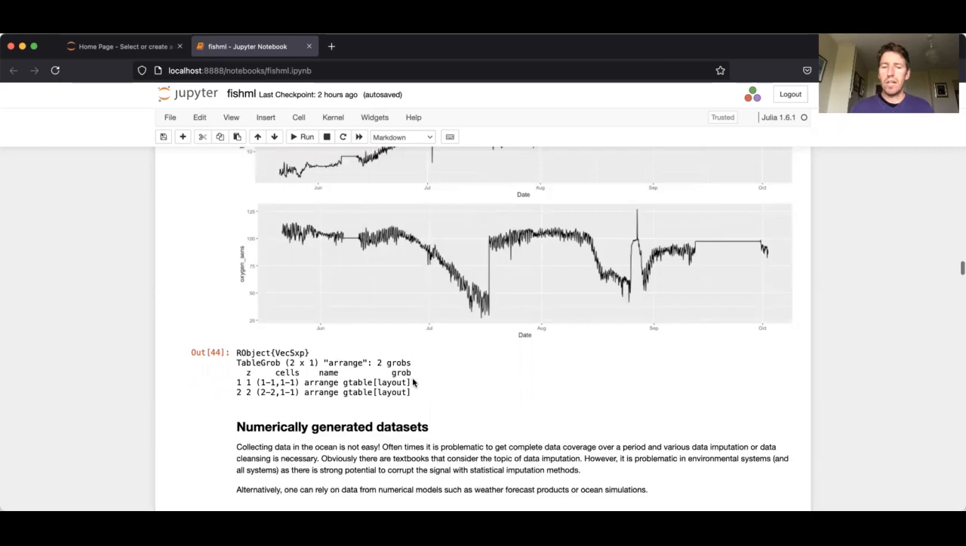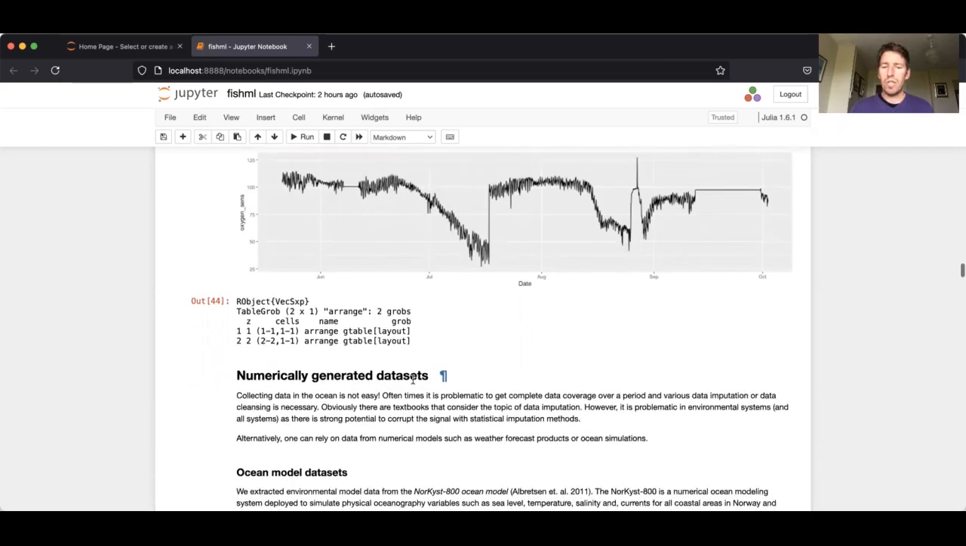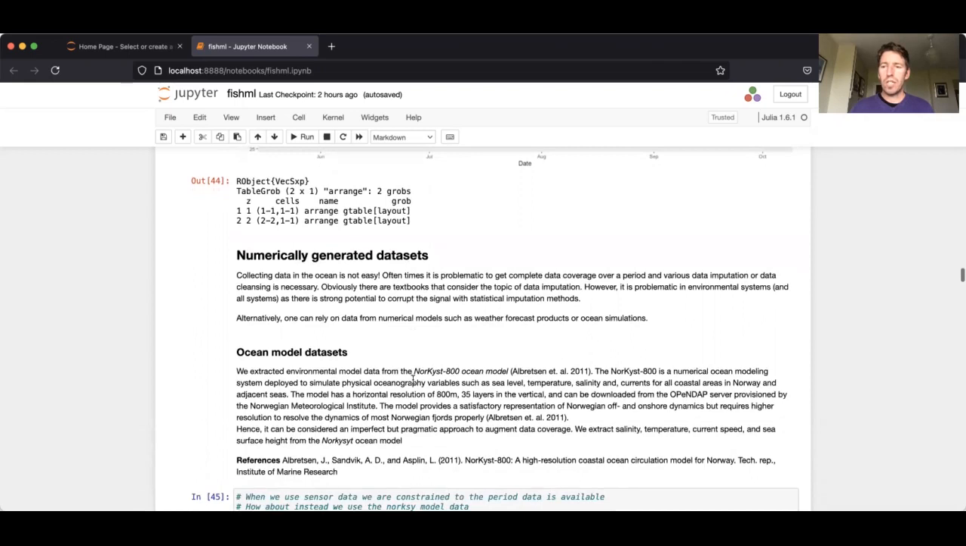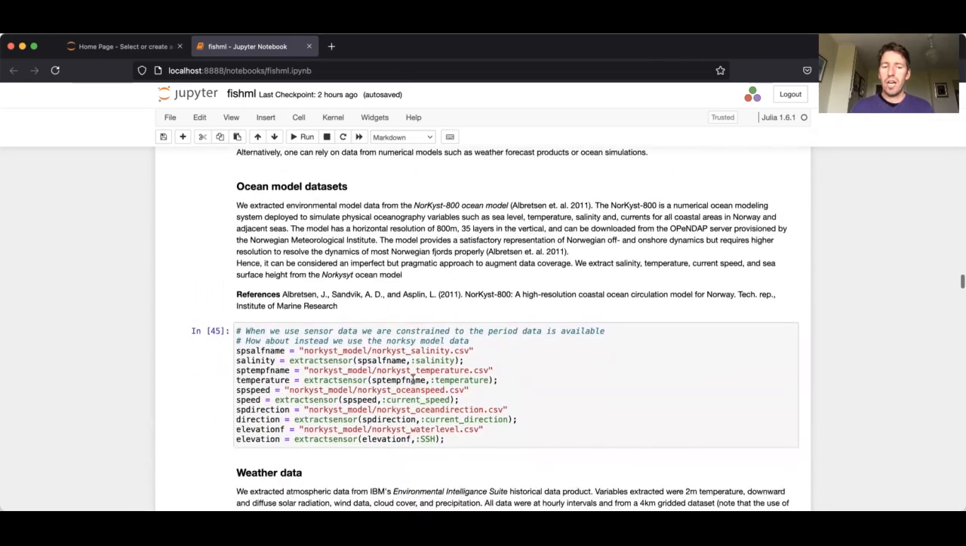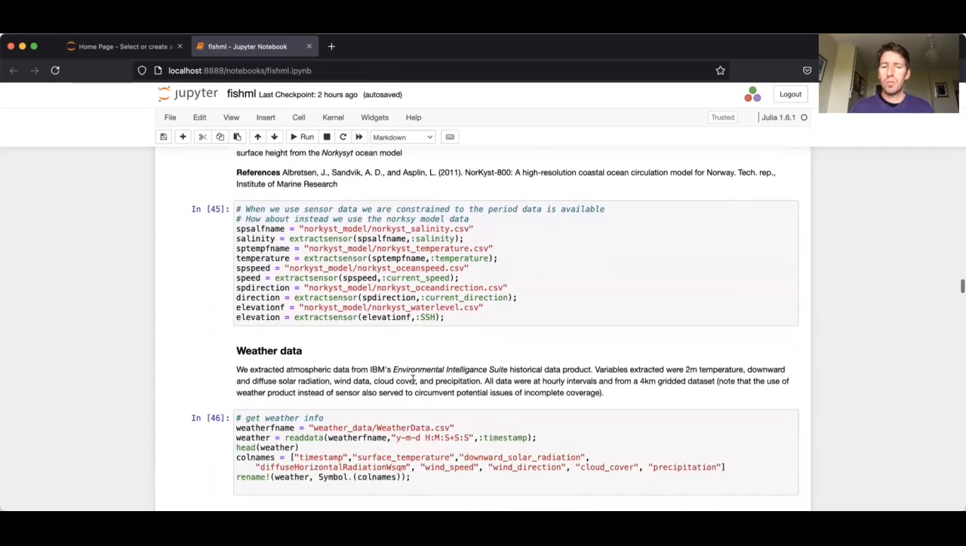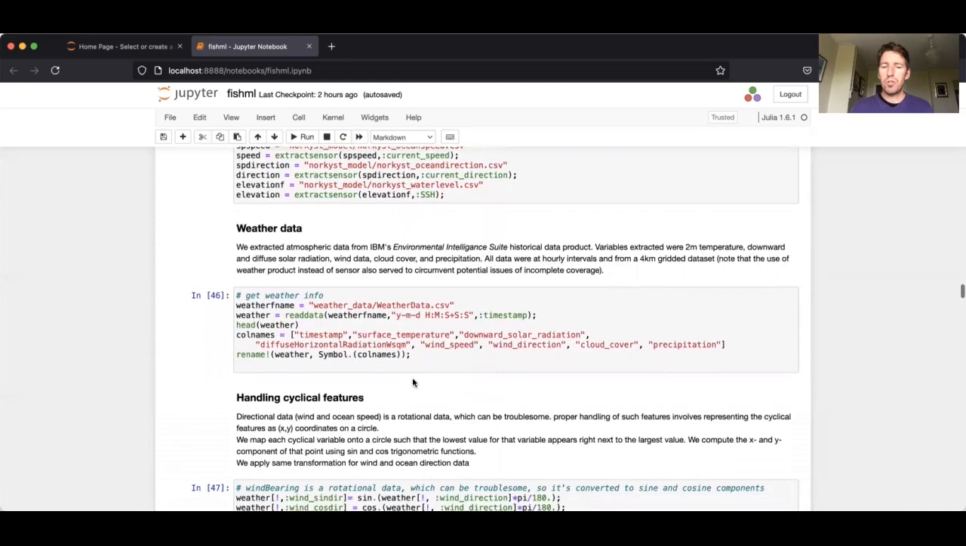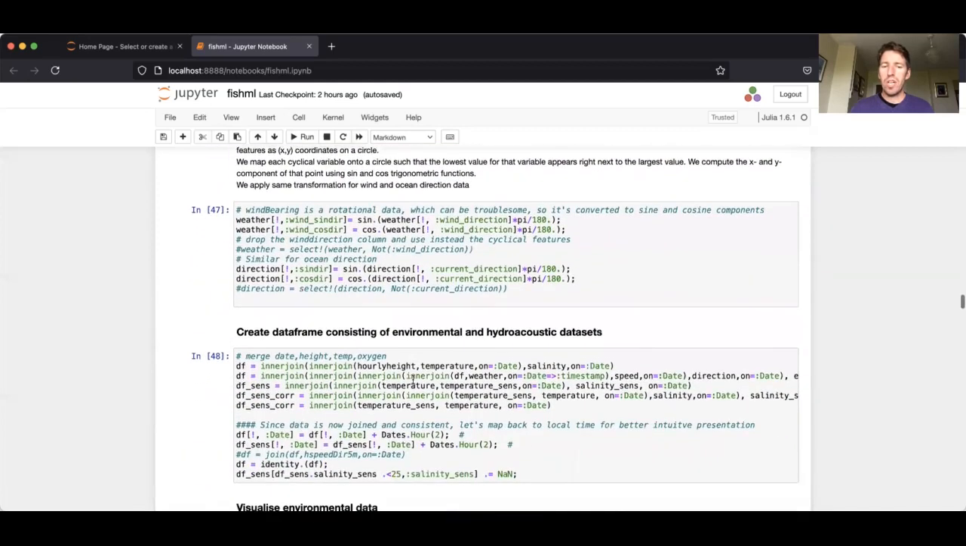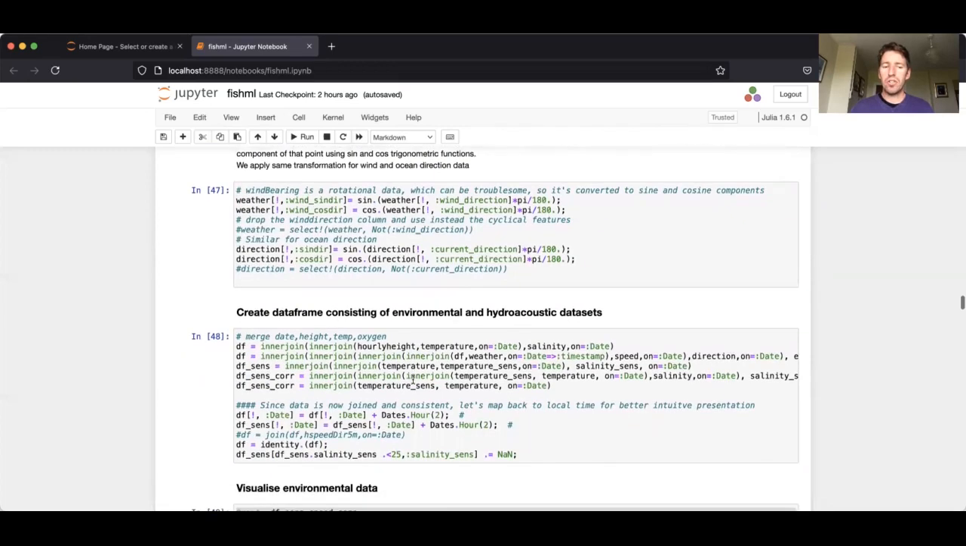So we combine sensor data with data from a numerically generated ocean model, the Nordkyst 800 ocean model that generates gridded data at 800-meter horizontal resolution, and we extracted the same set of parameters from that to augment sensor data when sensor drift was an issue or when data was missing. We complement this with weather data from IBM's Environmental Intelligence Suite, where we extracted data such as temperature, solar radiation, wind speed, etc., to inform on the effects of those on conditions within the cage.